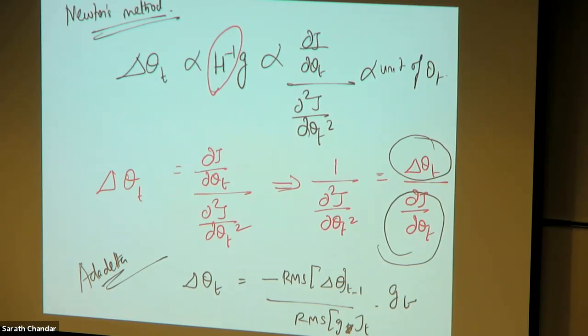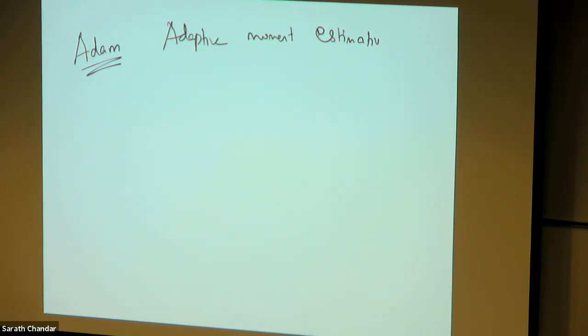Most often, especially when trying to optimize deep neural networks, the default optimizer people use is called Adam, which stands for adaptive moment estimation. Adam is nothing but a kind of RMSProp with momentum. It's a combination of adaptive gradient and momentum-based methods. So how do we do that?